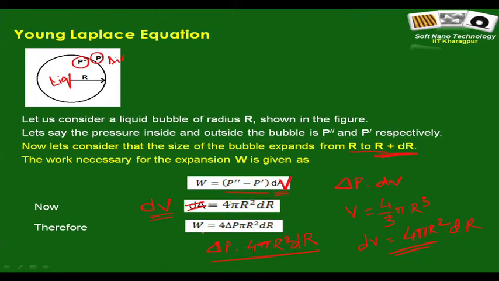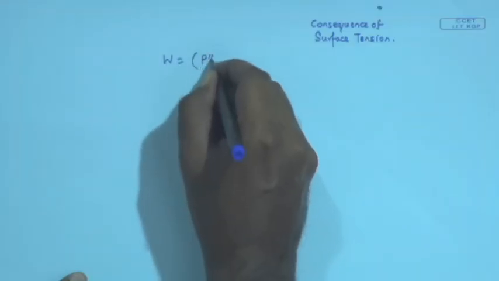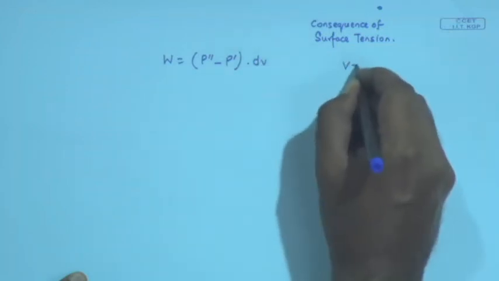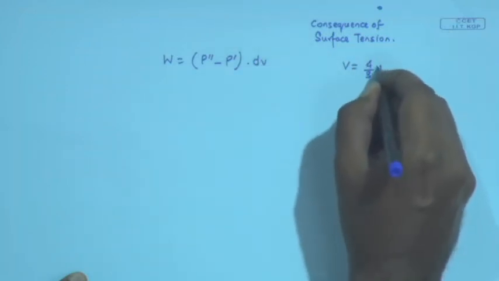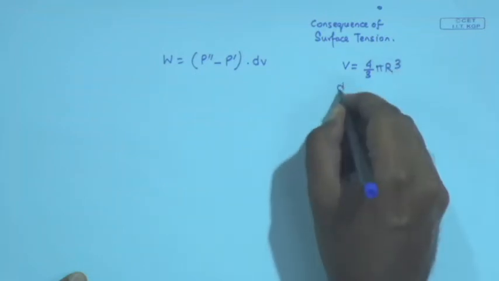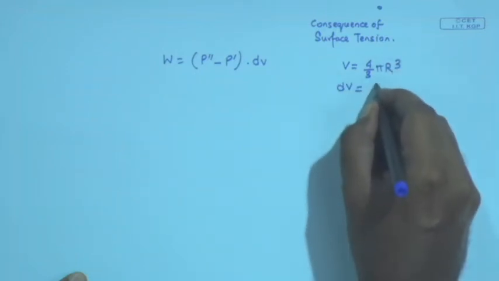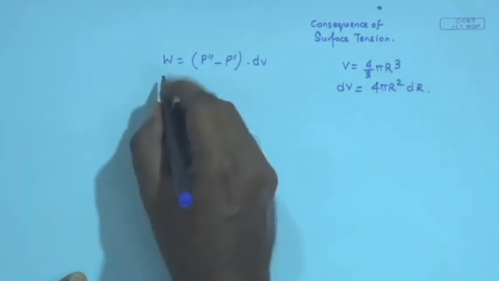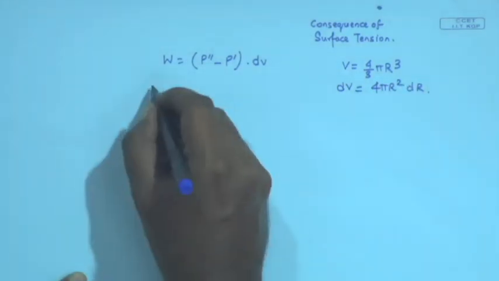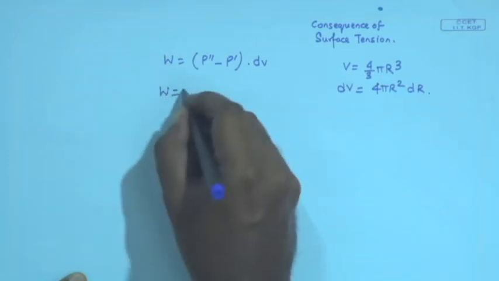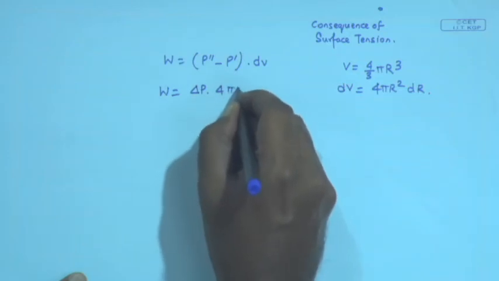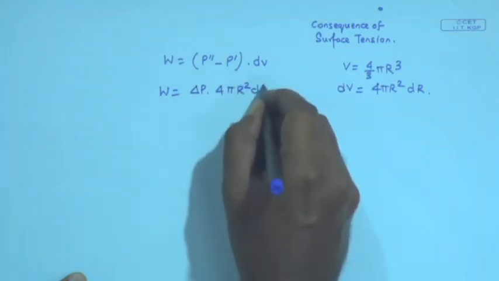I will just neatly write it down here. So, work done is P double dash minus P dash into dV. V is 4/3 pi r cube. Therefore, dV is 4 pi r square dr, and therefore, the expression of W is delta P into 4 pi r square dr.